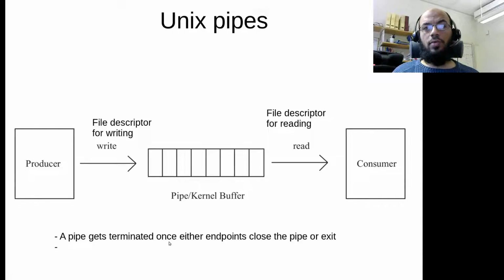And the pipe gets terminated once either endpoint closes the pipe or exits. So if you are no longer reading from the buffer, then there is no need to produce stuff, and vice versa. If you're no longer producing anything, then there is no need to actually watch the buffer. This is the read and write processes in Unix, and this is what Unix pipes kind of do.